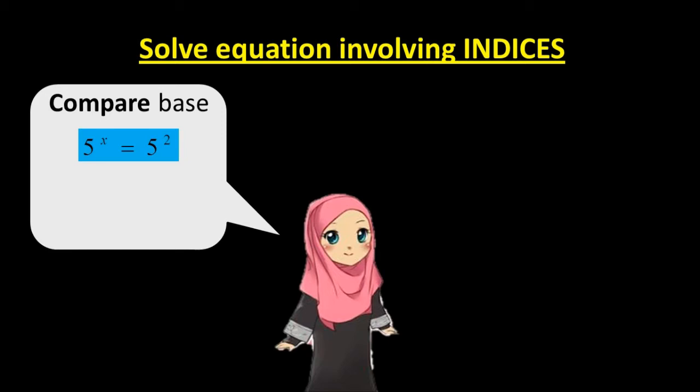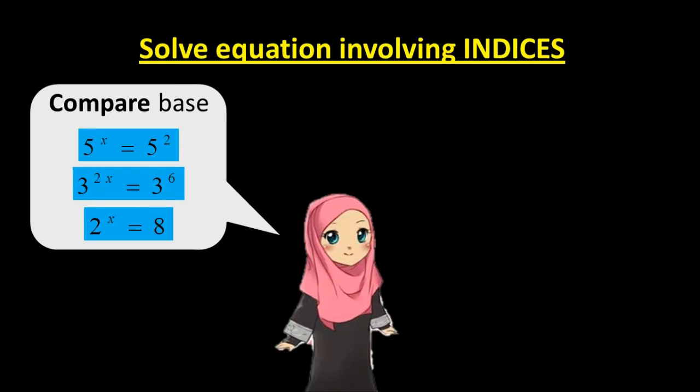So for this example, since our base is 5 and 5, we can compare the base, so x equal to 2. Next, for example, we have 3 to the power of 2x equal to 3 to the power of 6. Again, the base is the same and only one term on both sides, so we can use compare base. Or 2 to the power of x equal to 8.